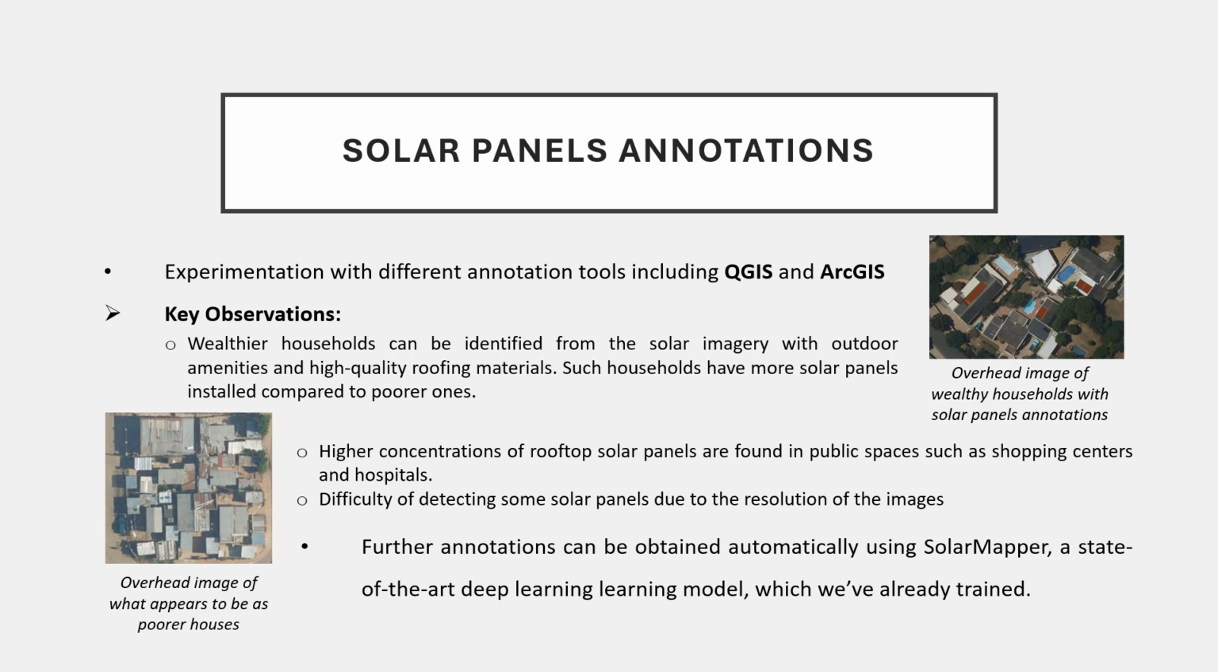However, we plan to do further annotations by using our machine learning model Solar Mapper, which is a state of the art deep convolutional neural network. We trained this network using the Massachusetts Roads dataset, and we plan to train it further on the Cape Town dataset to recognize more solar arrays in overhead imagery. The deployment of this model on our dataset is planned for the next steps.